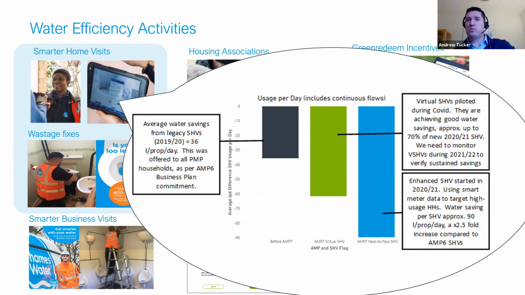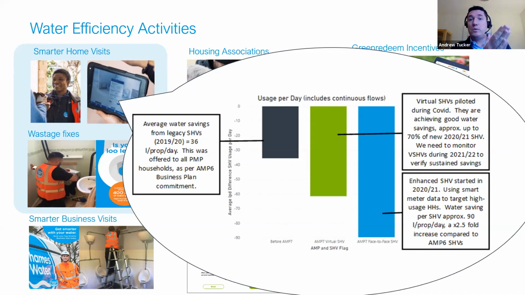In the black is how much water we would save historically when we did that. The green shows us converting during times of COVID, focusing on high usage households, but using a virtual visit because we couldn't get to the homes for a while. And we're actually doing that right now because of the current levels of COVID lockdown. So we're conducting those visits over the phone and video call if the customer is okay with that.